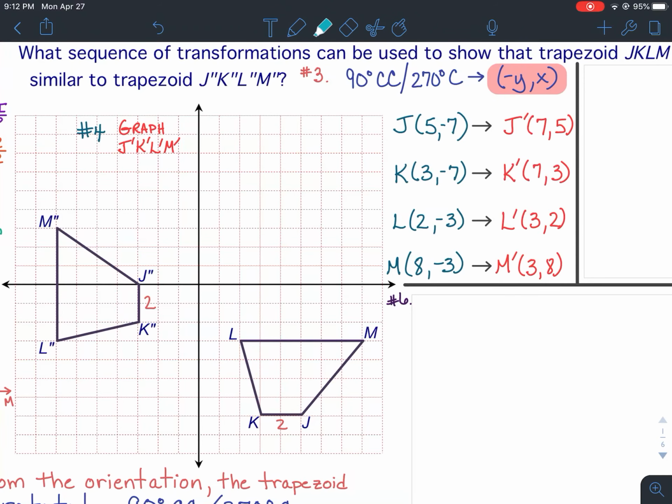So J prime is at 7, 5. K prime is at 7, 3. For L prime, the opposite of negative 3 is positive 3, so 3, 2. And for M prime, the opposite of negative 3 is positive 3, so 3, 8. So J prime, K prime, L prime, and M prime are at 7, 5; 7, 3; 3, 2; and 3, 8 respectively. Take a moment, pause your video, and get all of that written down.